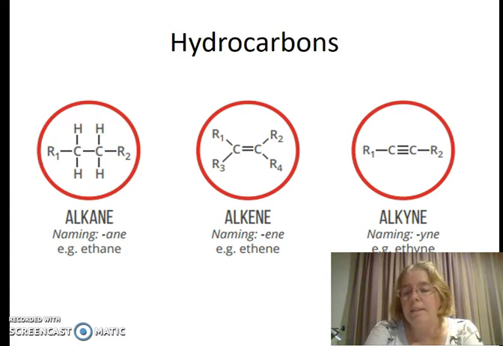Alkynes are less common because they're so highly reactive. They have a carbon-carbon triple bond within the molecule, and their name ends in yne, that is Y-N-E. So those are all ones that you dealt with last year and even the year before in Year 11.